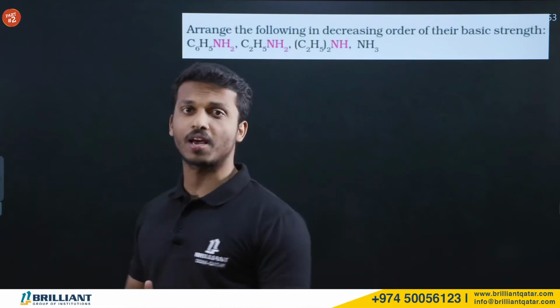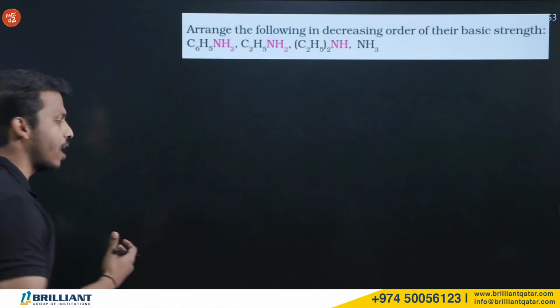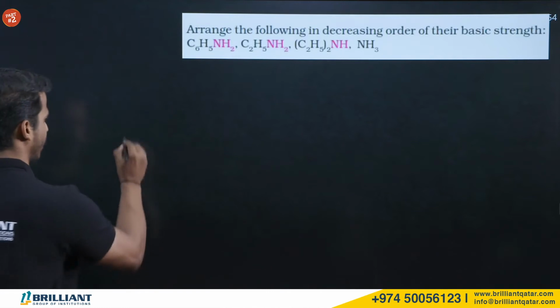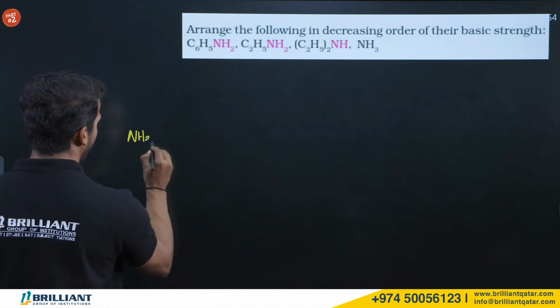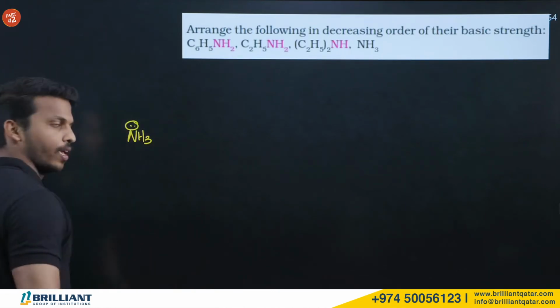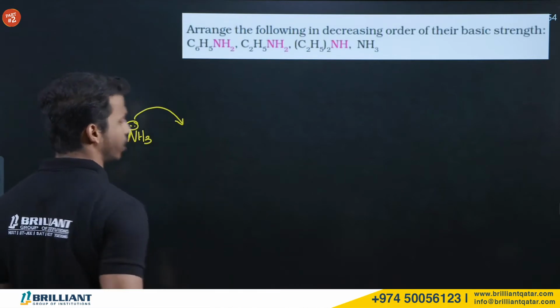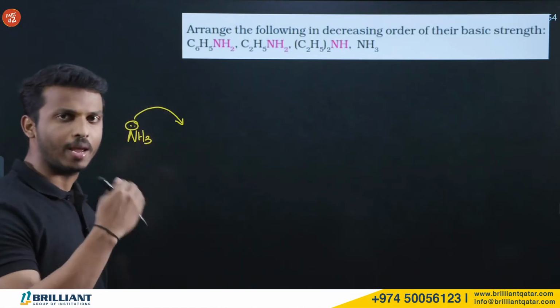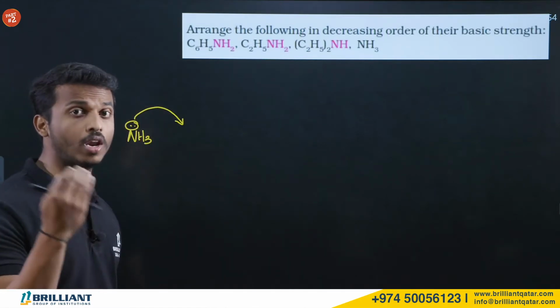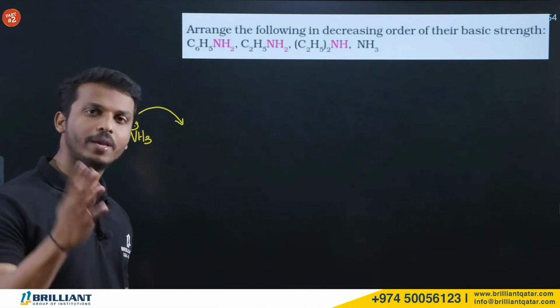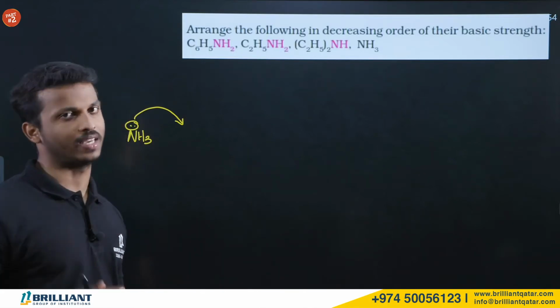You know why amines are basic in nature? Because amines are the derivatives of ammonia, right? They are derived from ammonia. They contain a lone pair. If a species can donate a pair of electrons, that is called a Lewis base. So all amines are Lewis basic in nature.